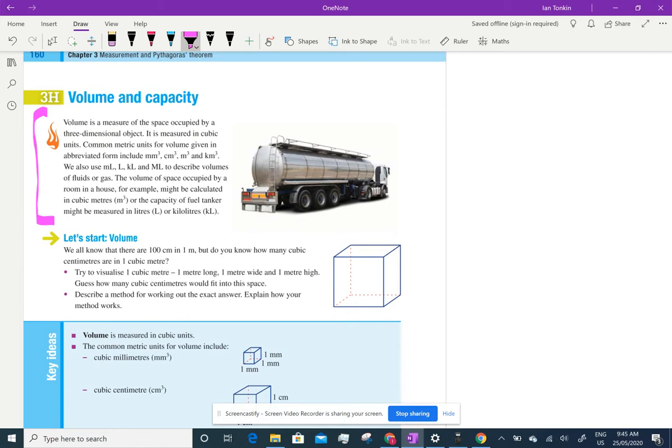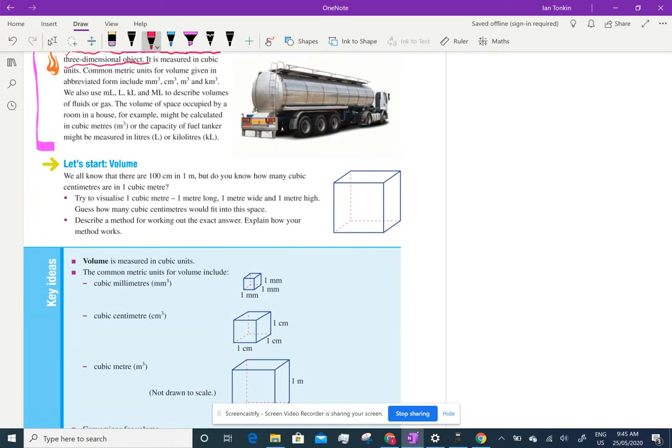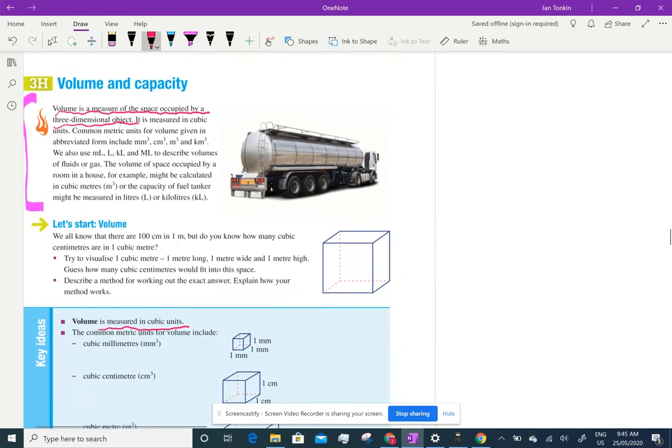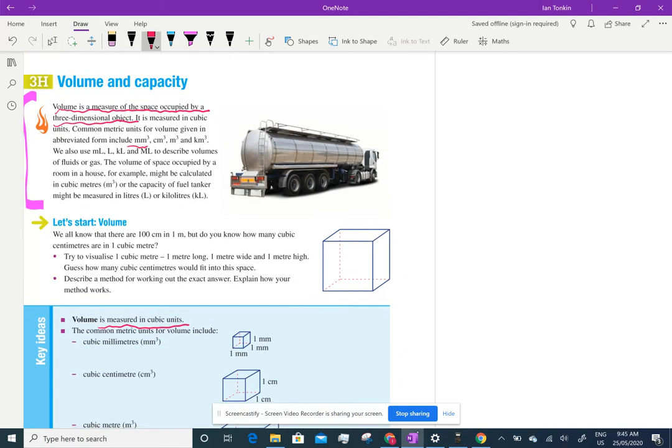So now that you've unpaused it, this is what I want you to write. Volume is the measure of space occupied by a three-dimensional object. You need a definition, and volume is how much space is inside a 3D object. We measure that space, so here's another one, in cubic units. So make that note as well. So you can have millimetre cubes, centimetre cubes, metre cubes, kilometre cubes.